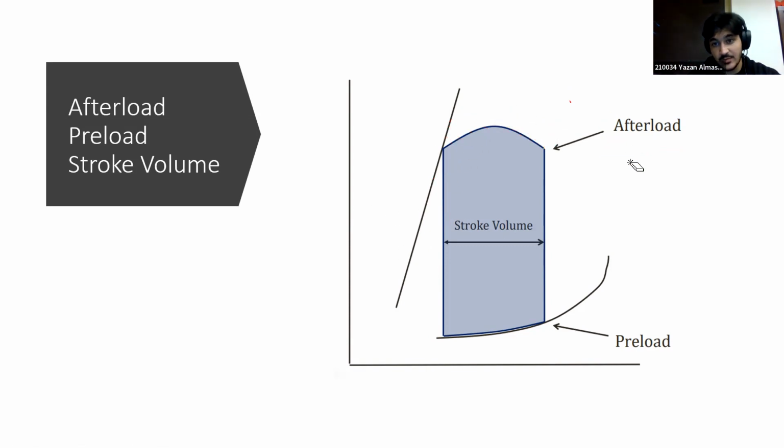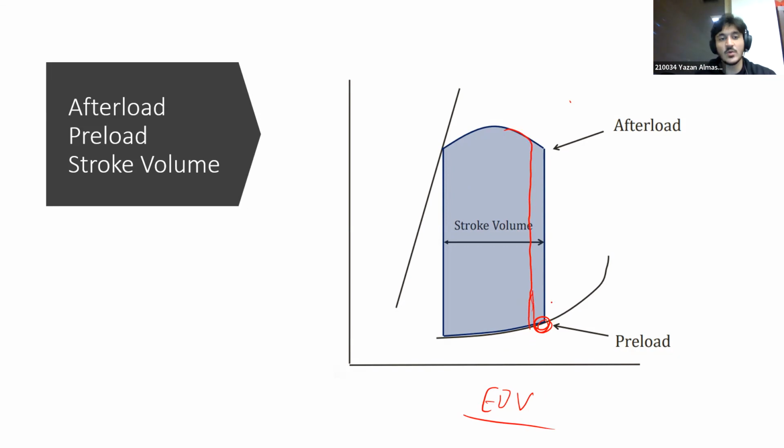What is preload? Preload is the amount of blood, or end diastolic volume. If we dissect the words, end diastolic, so at the end of diastole, how much blood do we have? Yani, after the filling of the ventricles, how much blood do we have? This is called end diastolic volume. So if we have less blood for any reason after diastole, the graph is going to become like this. It's going to become smaller from here.